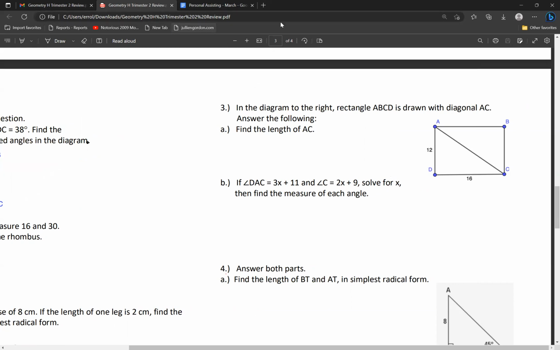All right, so how are we going to find AC? How are we going to find this distance? Pythagorean theorem. Okay, so tell me what to write. 12 squared plus 16 squared equals c squared. 12 squared plus 16 squared equals AC squared, so AC is the root of that. All right, 12 squared is 144. What's 16 squared?